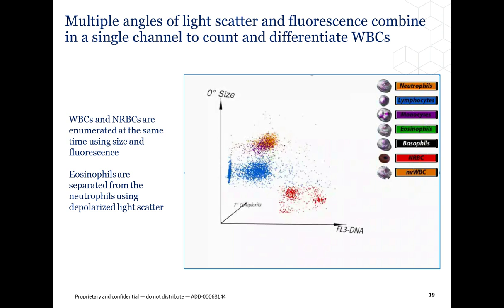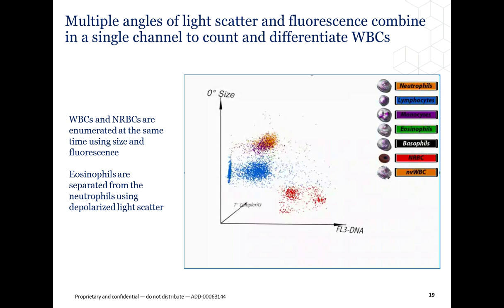The remaining leukocytes are then separated into mononuclear and polymorphonuclear events, and are separated using 90 degrees versus 90 degree depolarized to identify neutrophils from eosinophils. The remaining lymphocytes, monocytes, and basophils are separated and identified using their size and complexity characteristics.